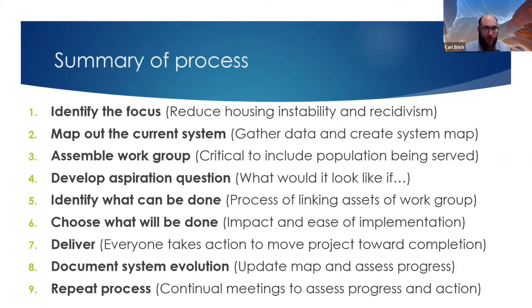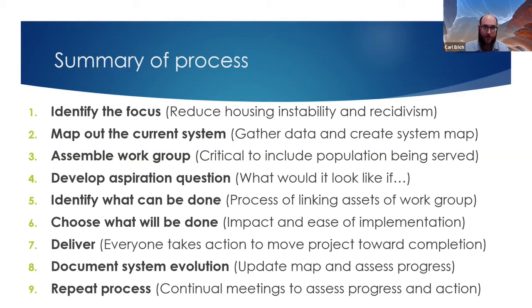So this is pretty much the end, the summary of the process. So one, identify your focus. In this case, it's reducing housing instability and recidivism. Two is map out the current system through community assessments and creating a system map. A system map is very important. It creates a visual diagram of how things are operating and how people flow through the community. Third is assembling your work group. Again, include the population being served. Fourth is develop your aspirational questions. So what would it look like if, and that will help you create a shared vision of the future.